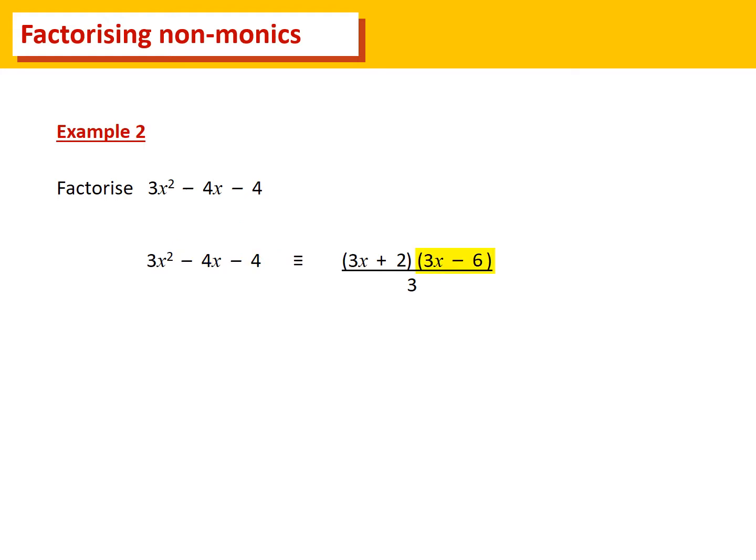Now, if we look at that second bracket again, it can factorise. We can take a 3 out of the bracket. We can write it as 3 brackets x minus 2. Put the rest of the expression in, and what do we see? We see that the 3's cancel. And when the 3's cancel, we're left with 3x plus 2 brackets x minus 2.